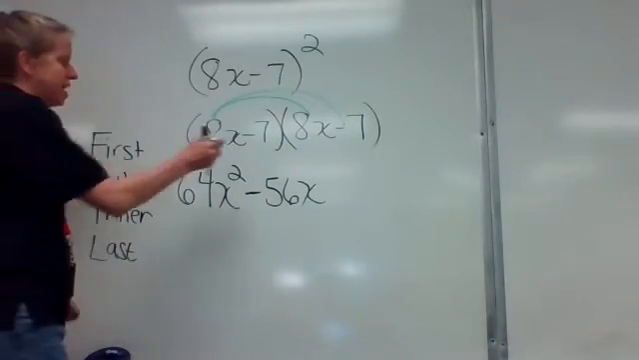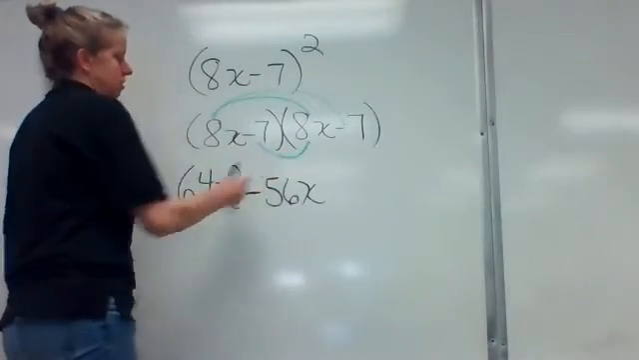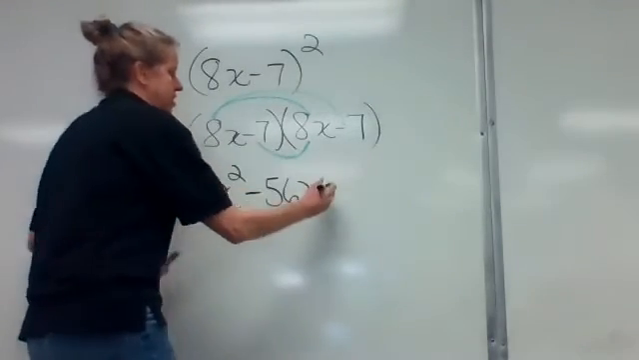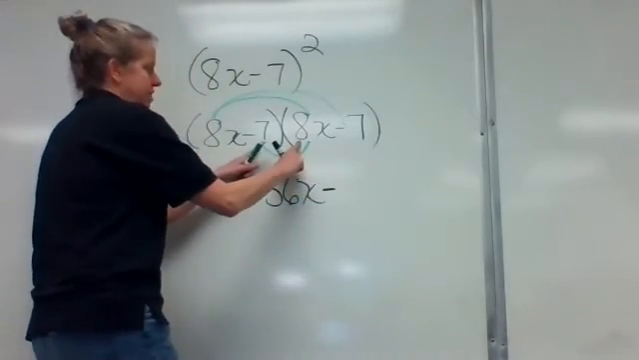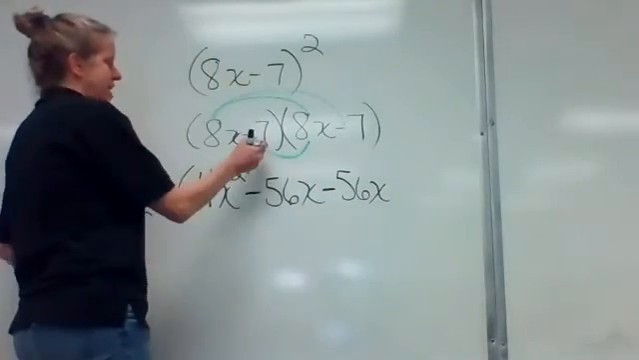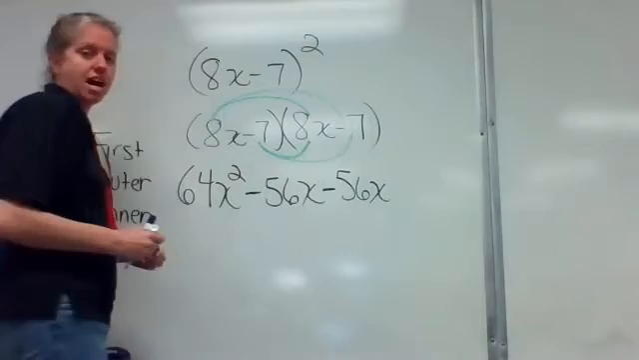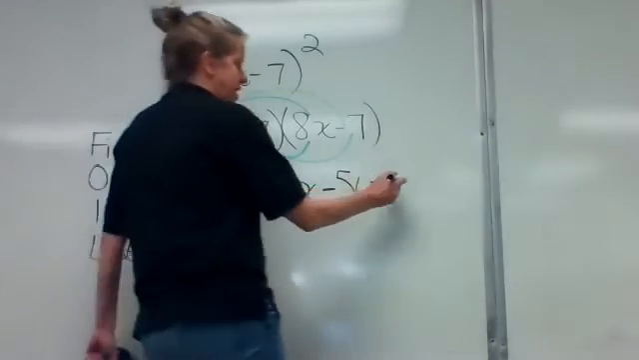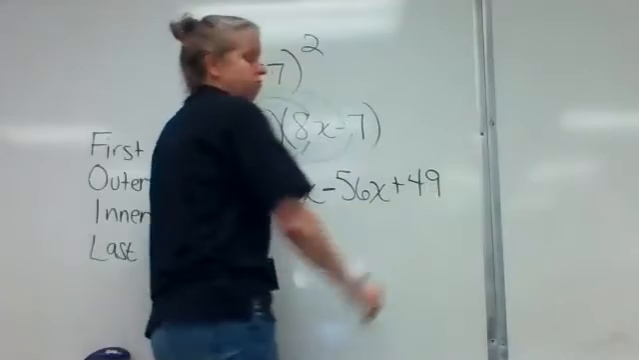That's my outer. Now to my inner. Negative 7 times positive 8 again, so that's going to give me another negative 56x. And my last, negative 7 times negative 7. Since a negative times a negative gives me a positive, that's 49.